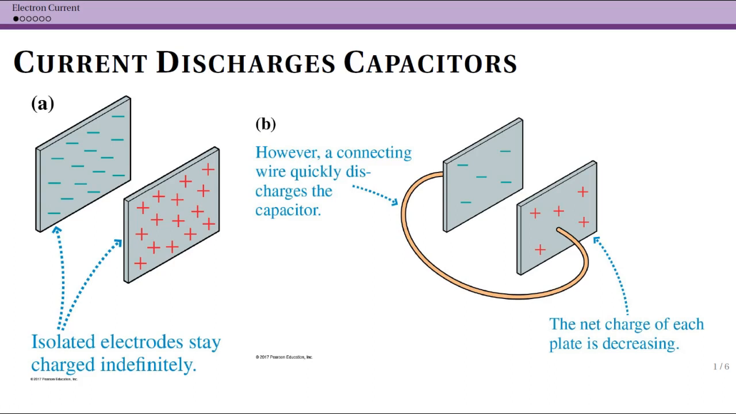We are now going to start thinking about current, and specifically we're going to start from a very basic understanding of what current is before we jump into more complicated topics like circuits. So we're going to start with our parallel plate capacitor and think about the fact that we have a negative plate and a positive plate.